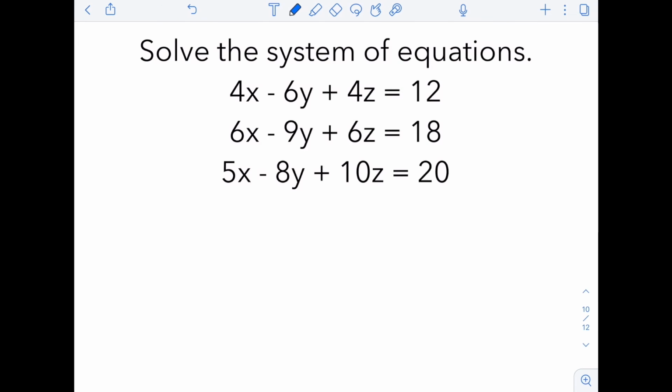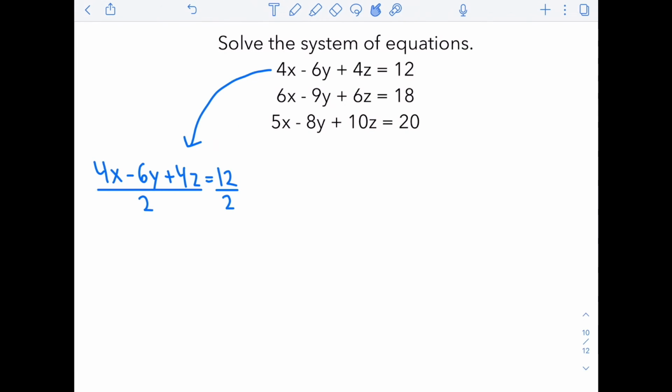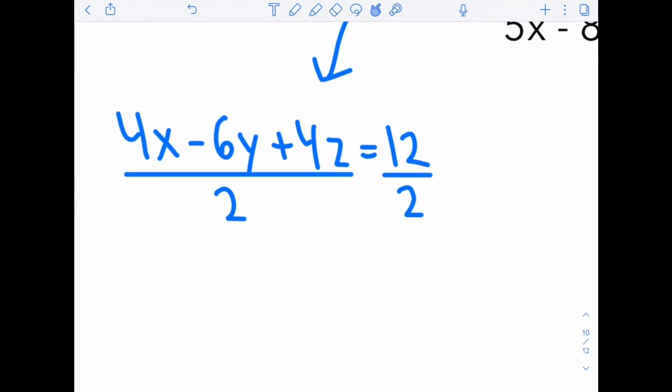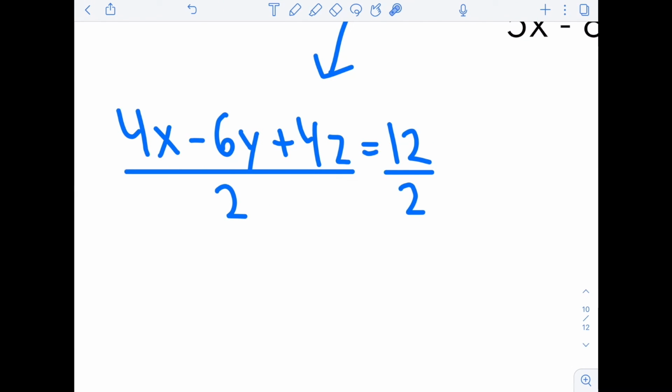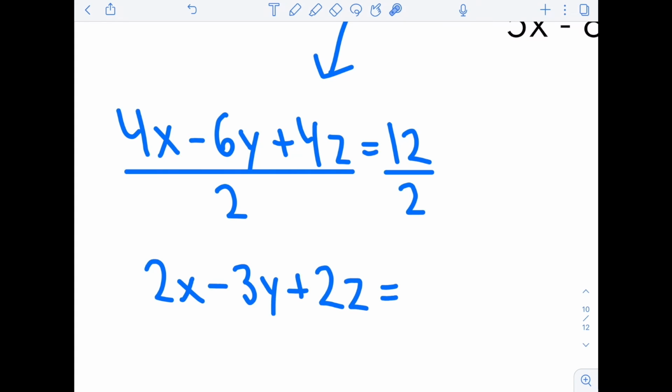So when I divide this first equation by 2, on the left side, what I'm going to do is divide each term by 2. So 4x divided by 2, that's 2x. And negative 6y divided by 2, that's negative 3y. And 4z divided by 2 is 2z. And that equals 12 over 2, which is 6.